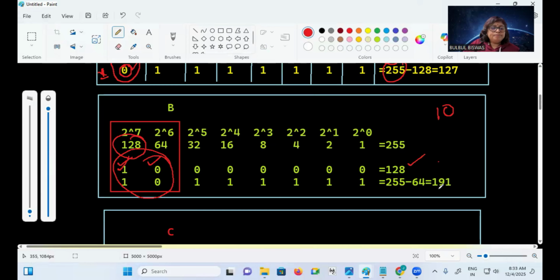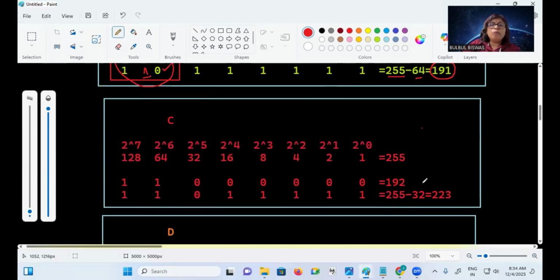128 highlighted. And if you put 1 over here, it becomes 255. But what did we do? We set the 64 position to 0. So here we minus the 64 from 255. And what are we getting? 191. So this is the reason why we say class B is 128 to 191.